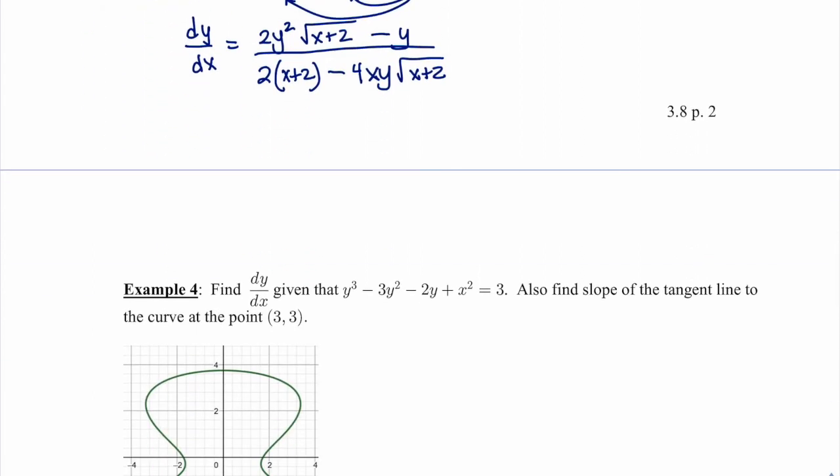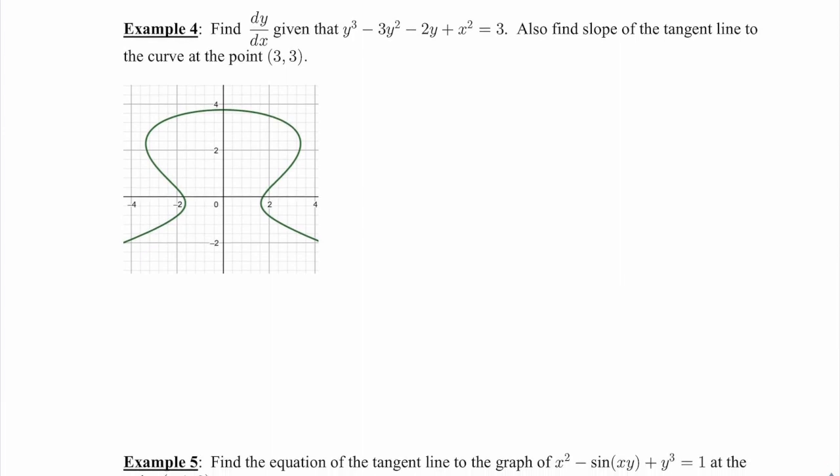On the next page, we will start looking at equations of tangent lines. We did a little bit of this just beyond what was actually asked in the first two examples, but here we're actually asked to find the slope of a tangent line at a specific point, 3, 3. So our relation between x and y in example 4 is y cubed minus 3y squared minus 2y plus x squared equals 3. So I'm going to take the derivative of each side with respect to x.